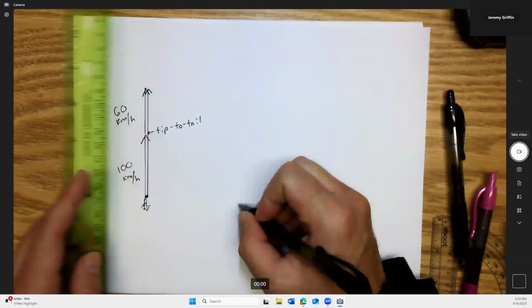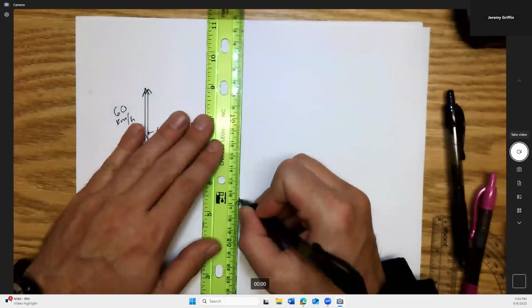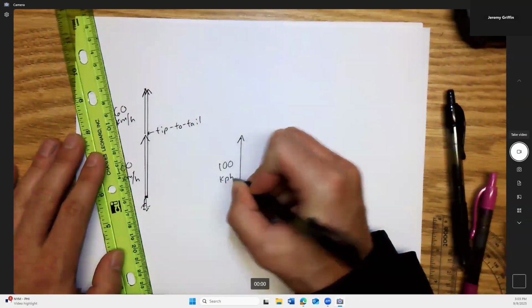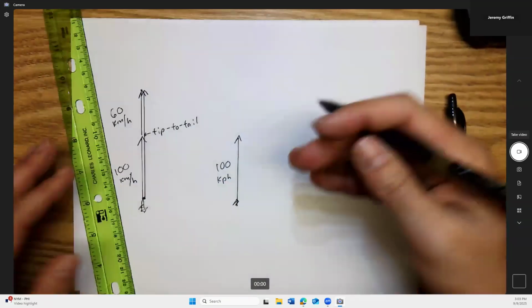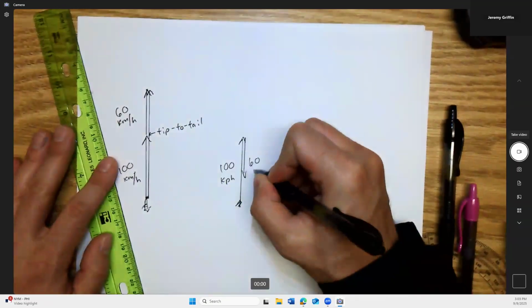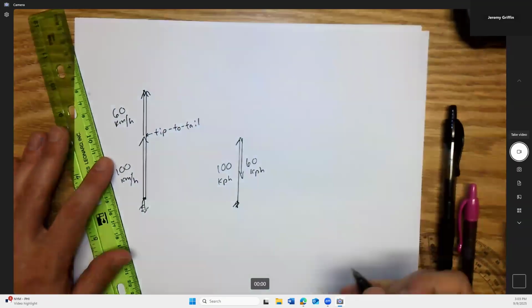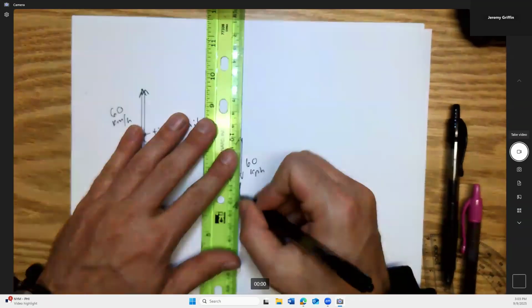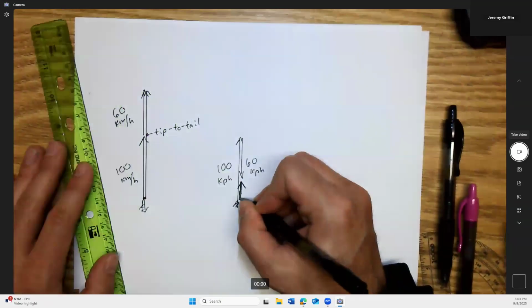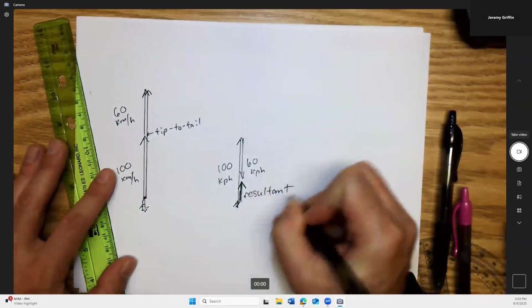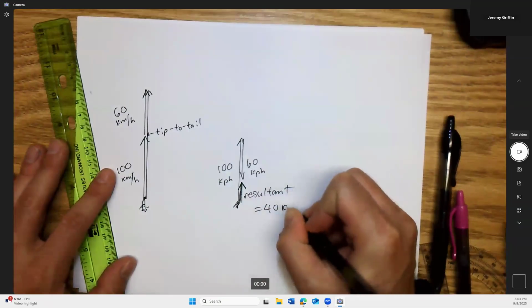What about this? What if the plane is going 100 kilometers per hour relative to the air, but the whole air mass is fighting the plane, going back at like 60 kilometers per hour? What is the plane doing relative to the ground? 40. That would be the resultant. This is the resultant right here. Resultant equals 40 kilometers per hour.